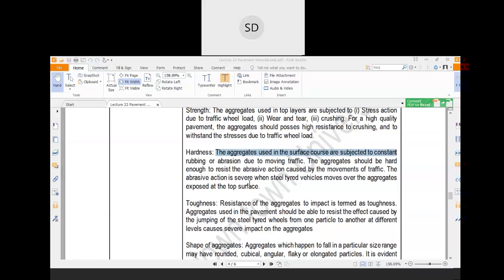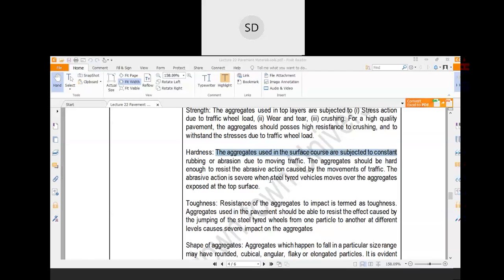Now the abrasive action is severe when steel tire vehicles move over the aggregates exposed at the top surface. Basically, the definition of hardness is the ability to resist the abrasion action. If with the help of some steel wire or some steel needle you can mark an object, in that way you can know the hardness properties of any material.